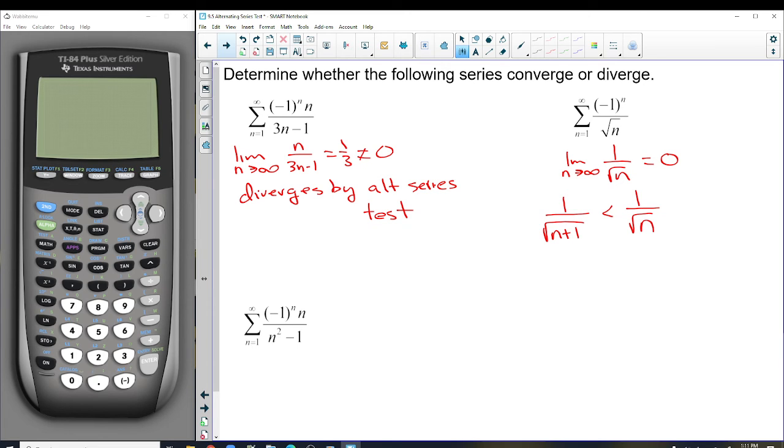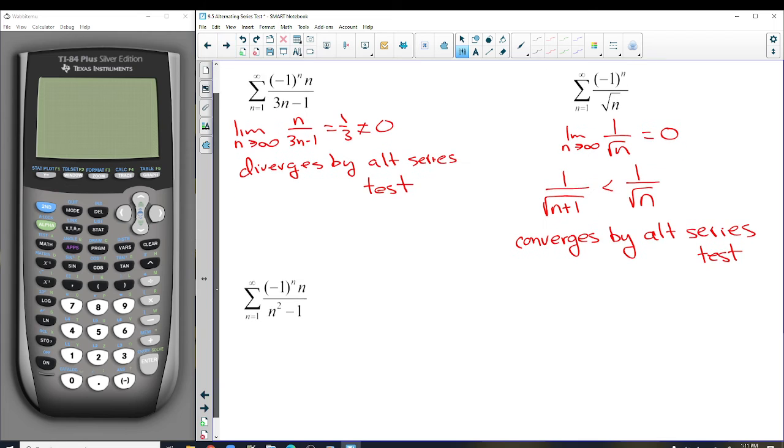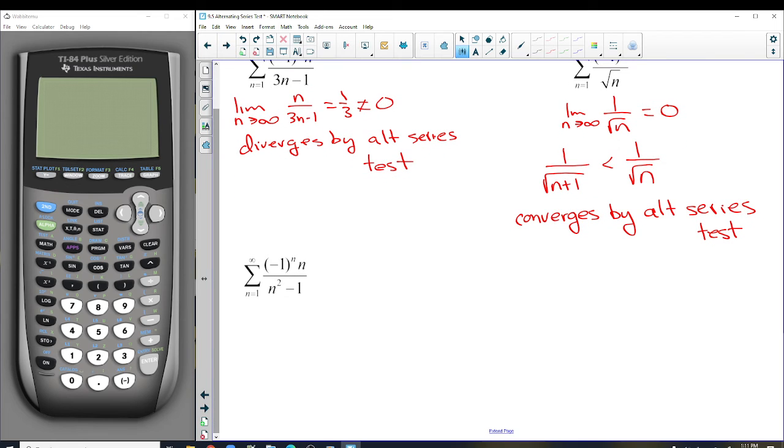So this converges by the alternating series test. This one has the top increasing and the bottom decreasing, excuse me. So let's take the limit as n approaches infinity of n over n squared minus 1, and that's equal to 0. So it passes the nth term test.